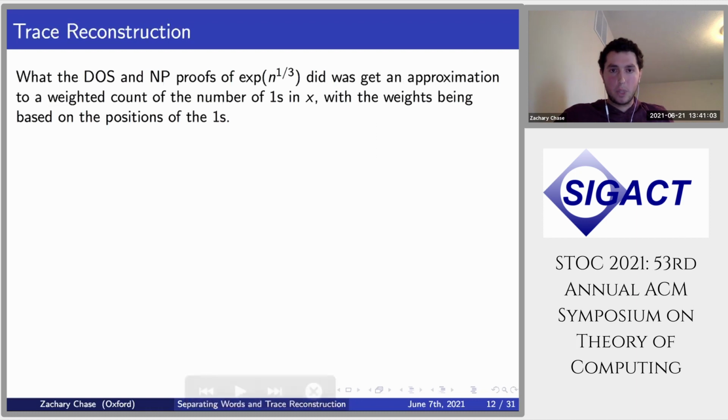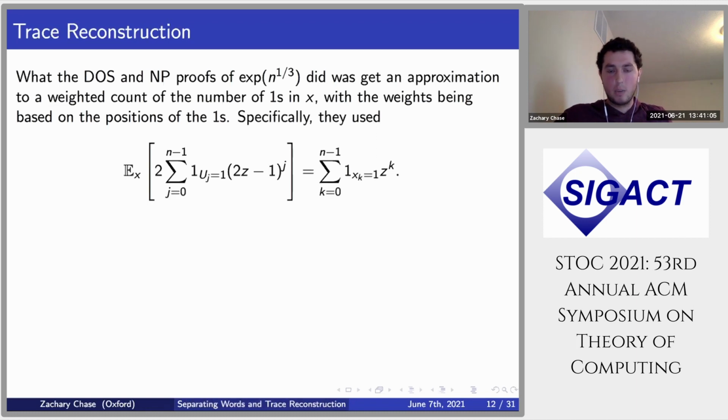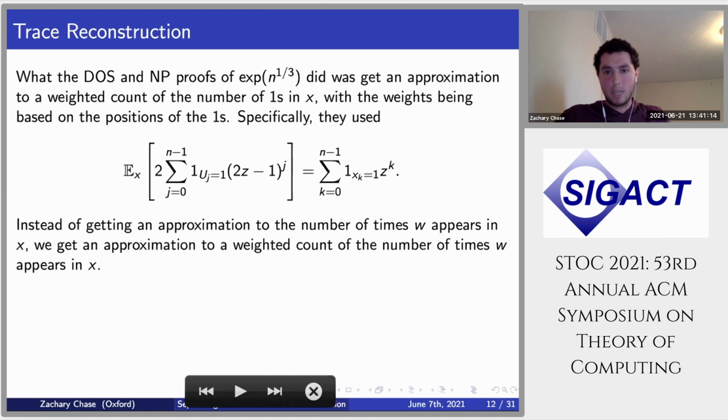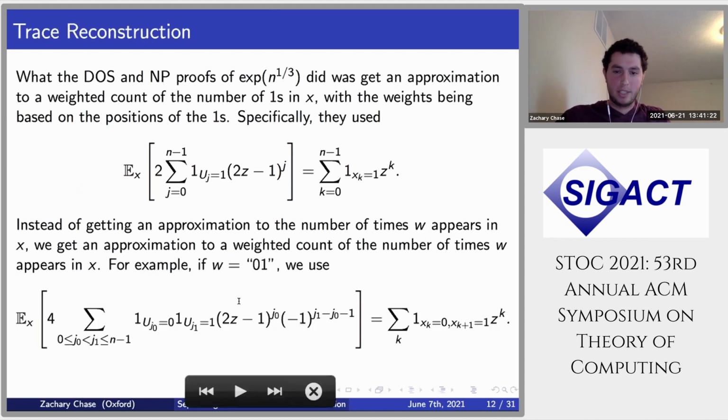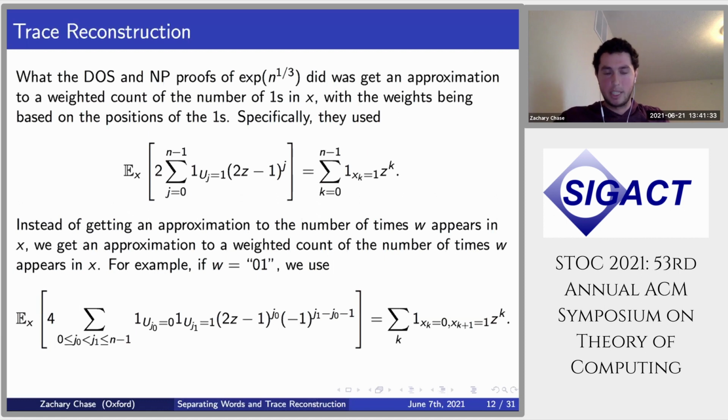And so what the proof of e to the cube root of n did, they looked at a weighted count of the number of 1s. So they used a special formula, and it gave a weighted count of the number of 1s. So instead of getting an approximation to the number of times w appears, we get an approximation to a weighted count of the number of times that w appears in x. So if w equals 0, 1, we use this scary formula, where once again, this is just something complicated, only depending on the traces, and this is the number of times that 0, 1 appears as a contiguous substring in x, weighted by the position that it occurs at.